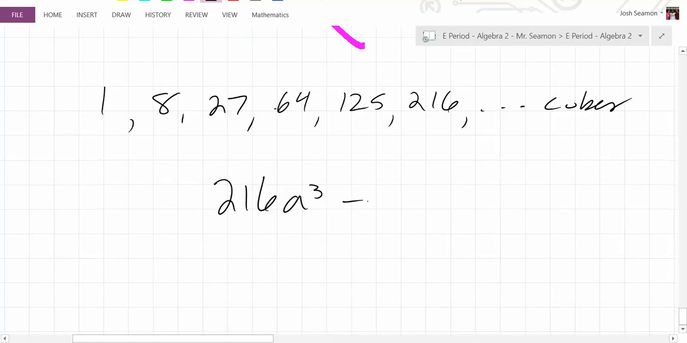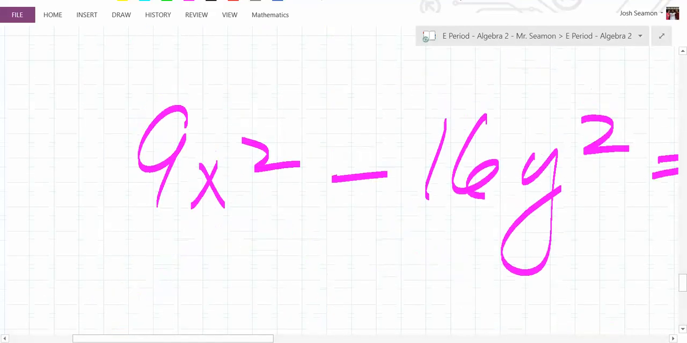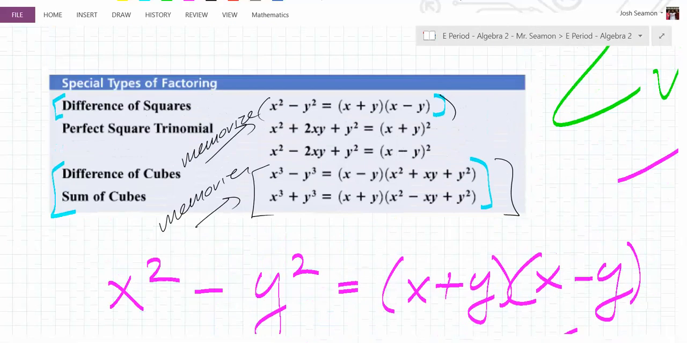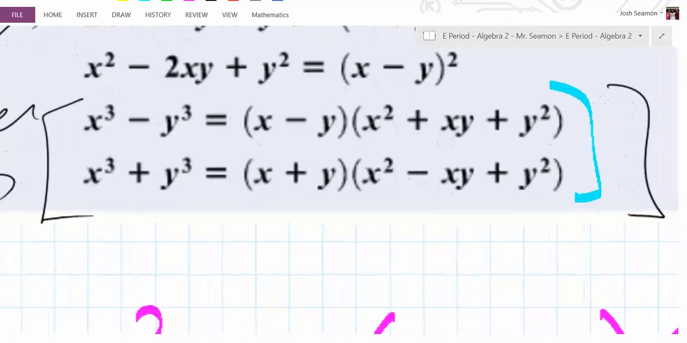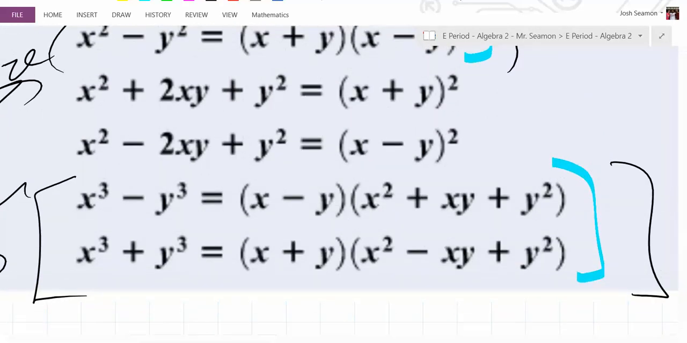It's really important that you recognize cubes because you might get something like this. 216a cubed minus 8. And you look at that and you're like, oh my gosh, how do I factor that? But what is 216? 6 cubed. This right here is just 6a cubed. And what's 8? 2 cubed. So what do you see there? The difference of cubes. So you can go back up here if you've memorized it. Is there a difference of cubes formula? Yeah, the difference of cubes formula is right there.